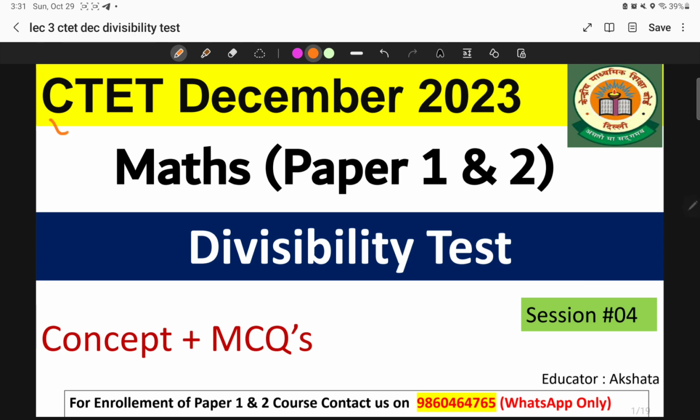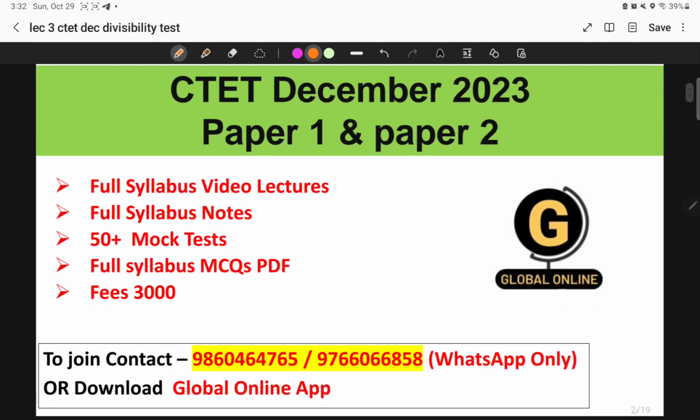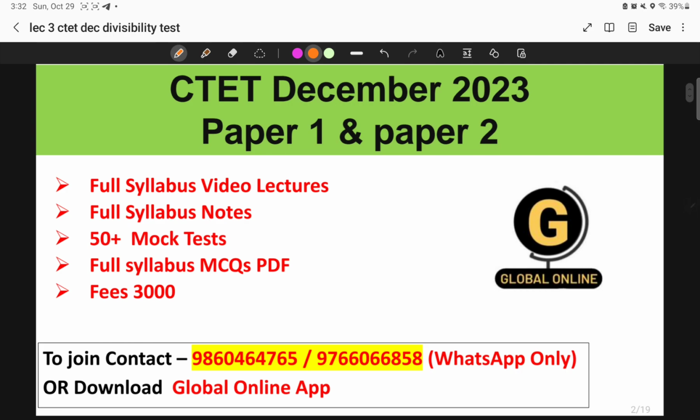For the upcoming CTET December 2023 examination, the Global Online application has come up with a complete course where we'll be discussing the whole syllabus of the CTET examination. In this particular series, we have started with the mathematics Paper 1 and Paper 2 preparation, in which we'll be talking about the divisibility test in today's lecture. I'll be teaching the concepts along with the MCQs, okay? So without any further ado, let's discuss a bit about the course and we'll start the lecture.